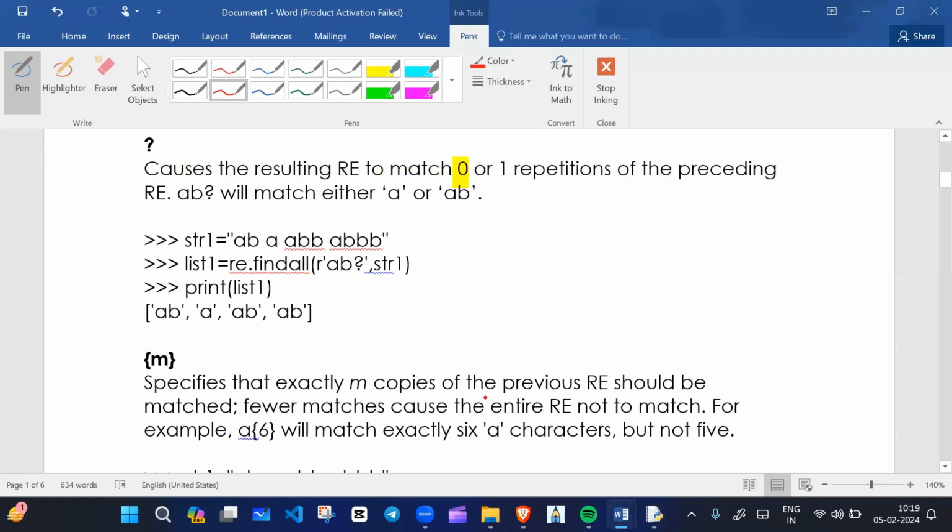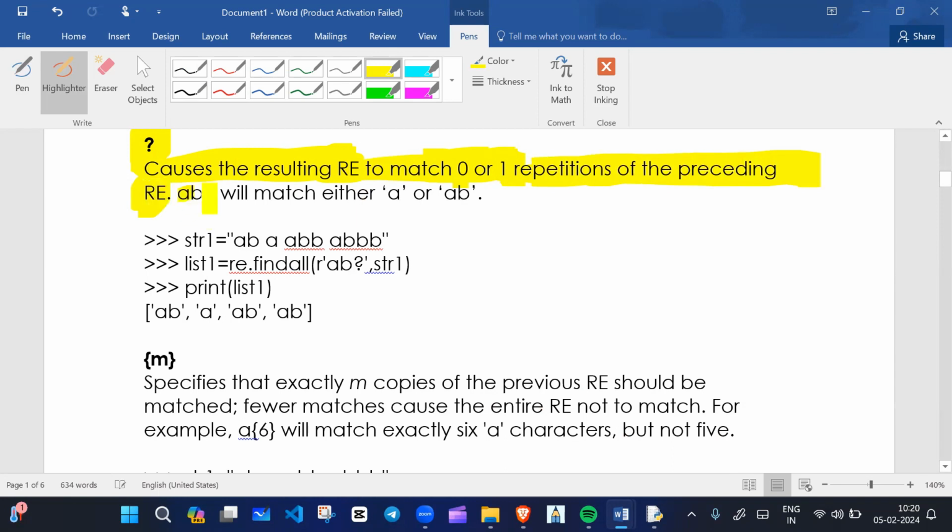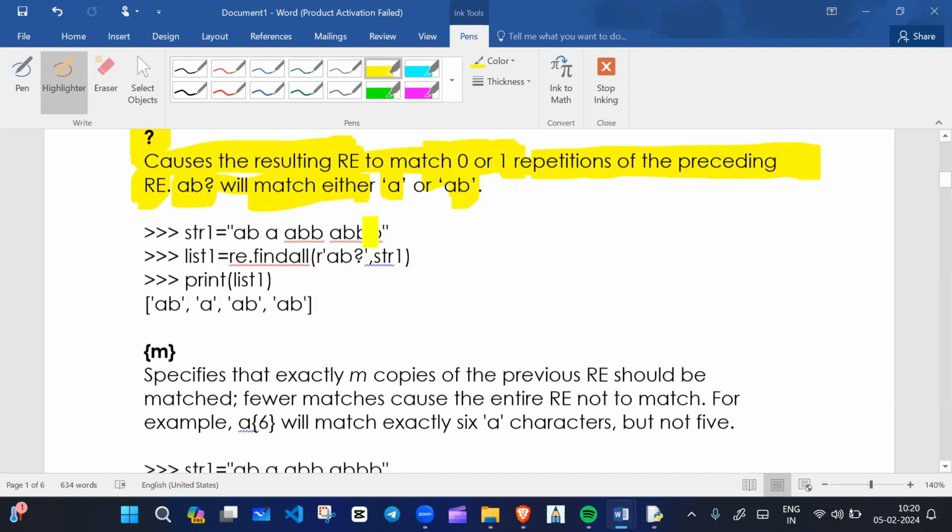Now see this. What's the meaning of the question mark? What's the use of the question mark? It causes the resulting RE, meaning regular expression, to match 0 or 1 repetitions of the preceding regular expression. If you write the pattern like AB question mark, it will match either A or AB.